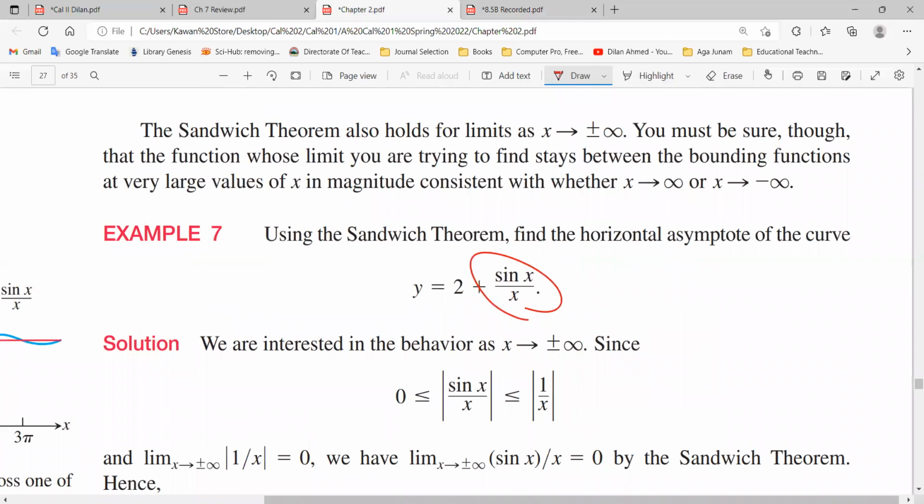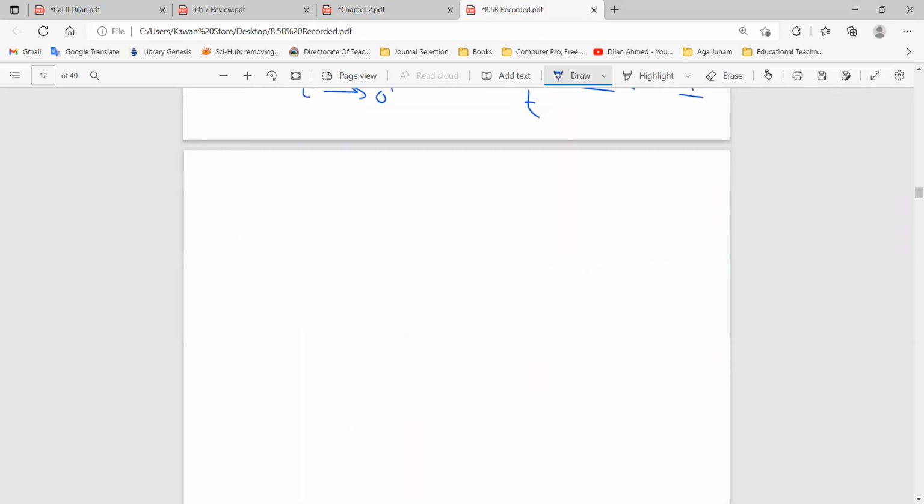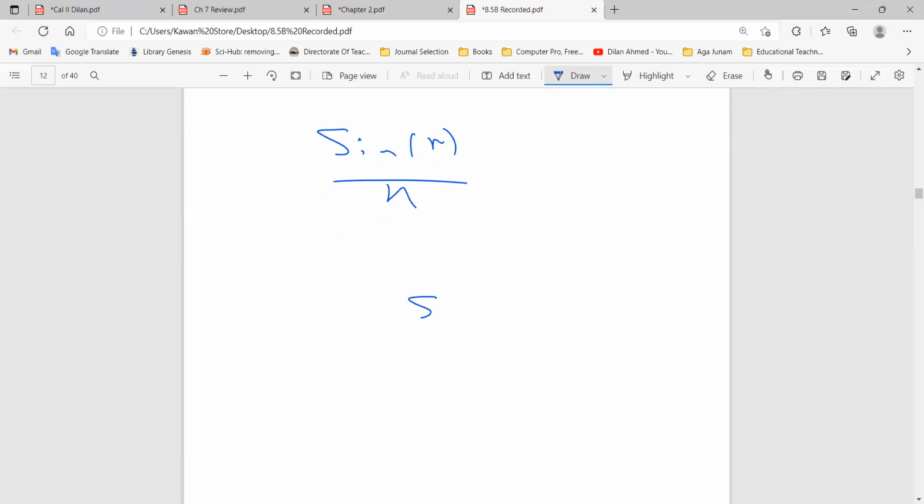Now, if I have sine of x over x, how do we solve that one? When you have sine over something, it's easy. Not theta, an easier one. The sandwich theorem, you remember. Why? Because we have sine, and we know sine is between what and what? Between 1 and minus 1.